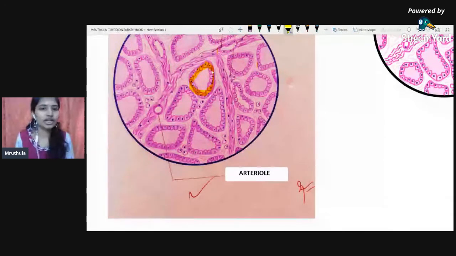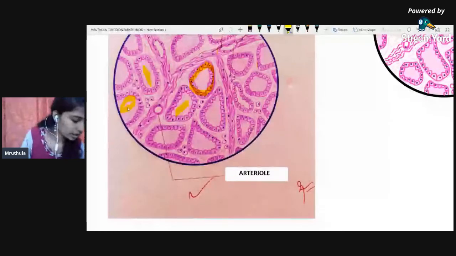So I hope you guys know what cuboidal epithelium is. The epithelial cells where the height and the width are the same. Okay, so what is present within this follicle? Each follicle contains something called colloid. What is a colloid? So what you see here right now, I'm highlighting it. This is colloid.